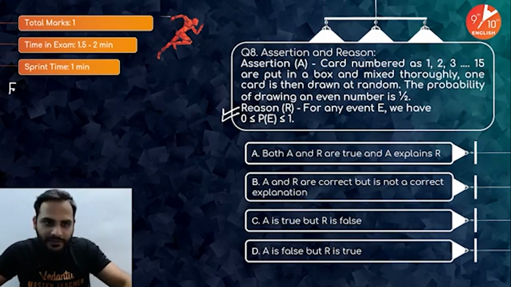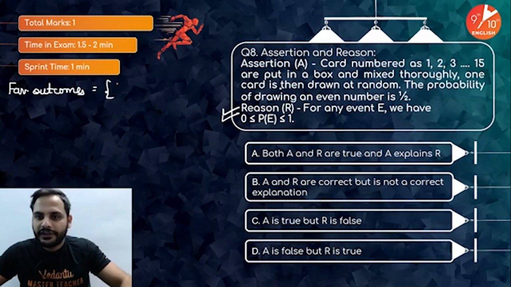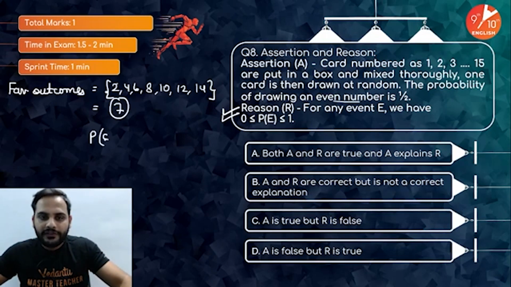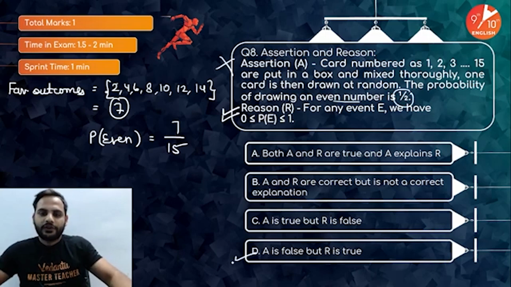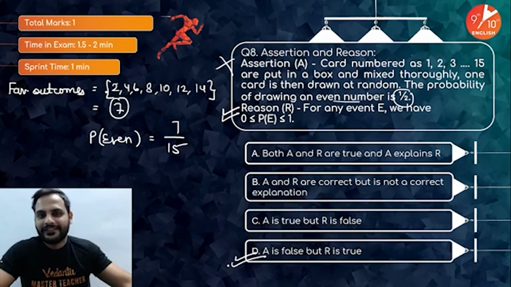If we look at favorable outcomes, total outcomes in the assertion are 15, but for favorable outcomes we want an even number. Even numbers are 2, 4, 6, 8, 10, 12 and 14, up to 15 only. So how many even numbers do we have? We have a total of 7 even numbers. So the probability of getting an even number is 7 upon 15, which is not equal to 1 by 2. The assertion is false. So option D will be your correct answer: assertion is false, reason is true.